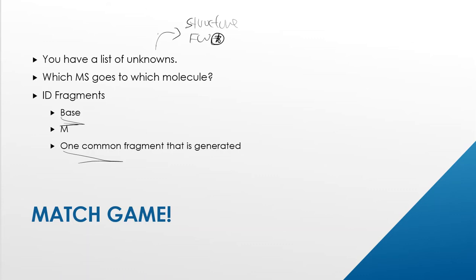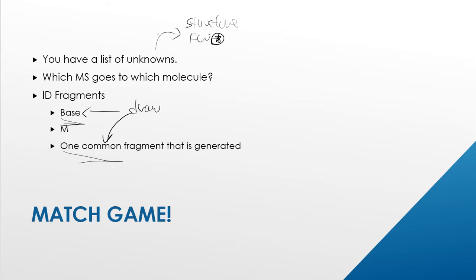And when I say identify, that means we are going to draw the structure that gives me the base peak, and we're going to draw the structure that gives me the fragment peak that we want to know more information about. That overall is the goal of this laboratory experiment.